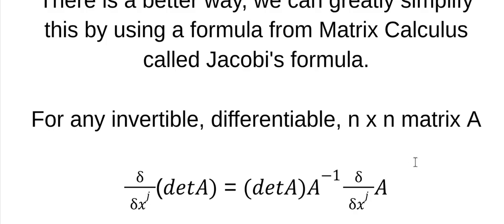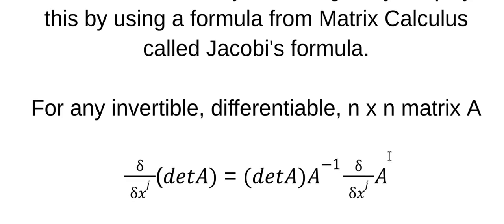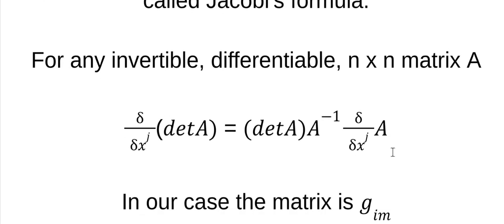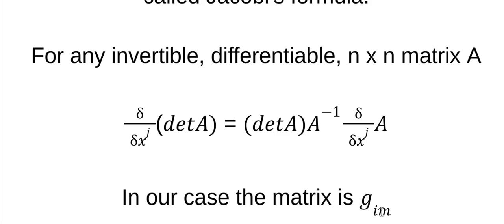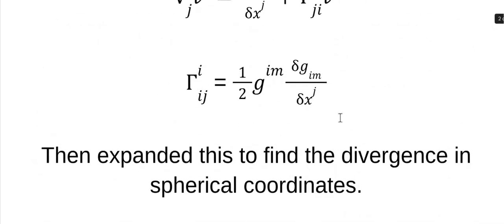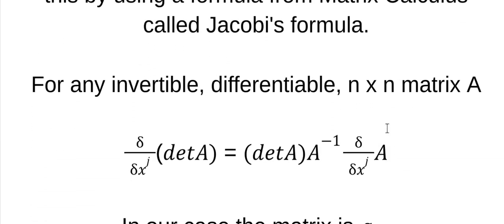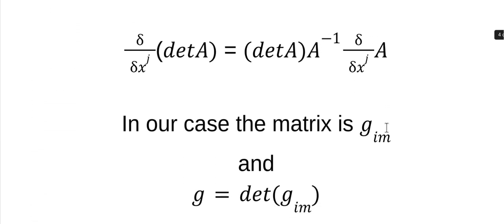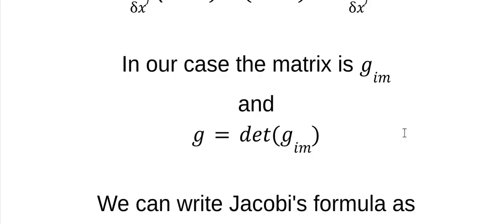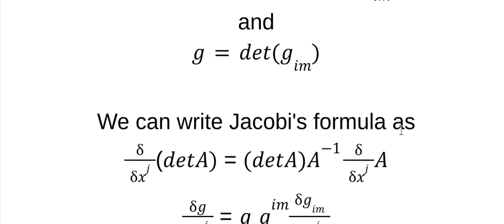Okay, I'm going to go out on a limb here and say this probably doesn't get a lot of use, but in this case it did. So in our case, the matrix is the metric tensor, right? It's our metric tensor from here. And the way they write the determinant of the metric tensor in the textbooks is just with little g. It means determinant of the metric tensor. Okay? So we can write Jacobi's formula like this.